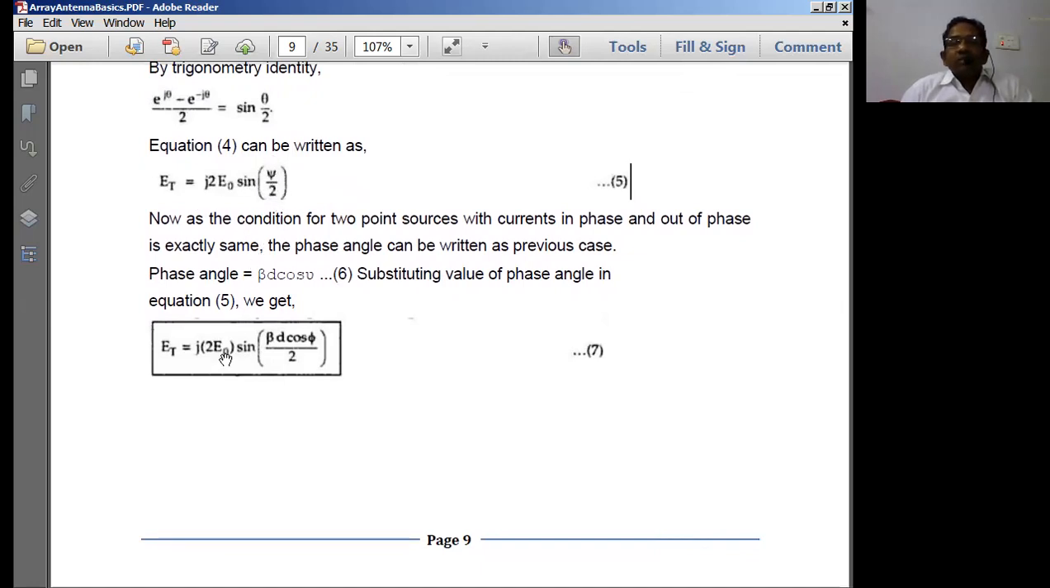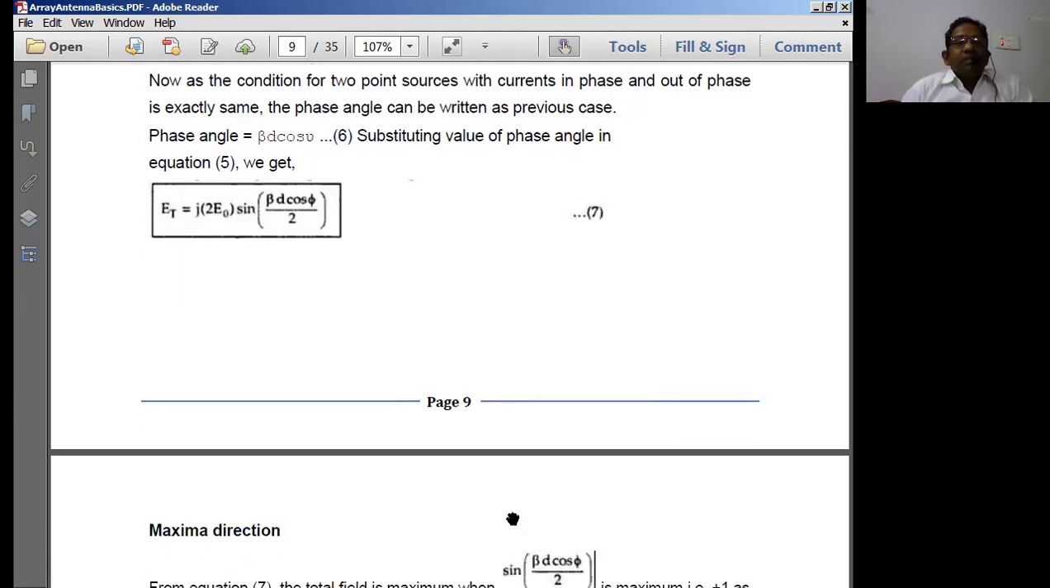Sometimes for 1 marks or 2 marks, he is going to ask us to find out the phase angle. Therefore, xi you have to find out. Xi is equal to beta d cos phi. So you have to remember this formula. Please remember this formula. Okay. So xi is equal to beta d cos phi by 2 as it is. So this is the equation as whatever we have earlier. We have simply substituted this.